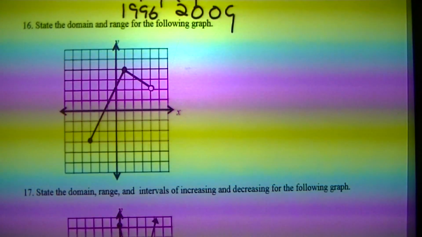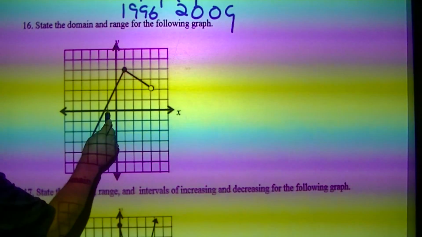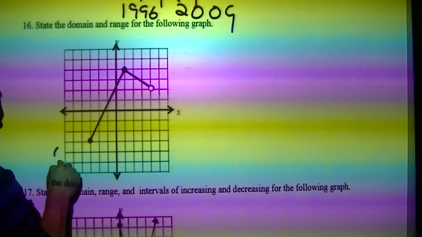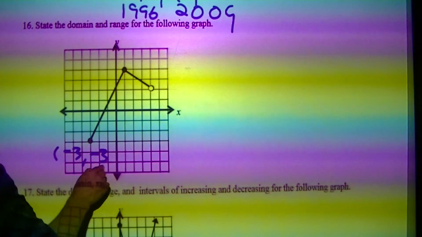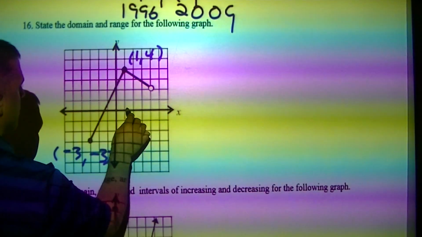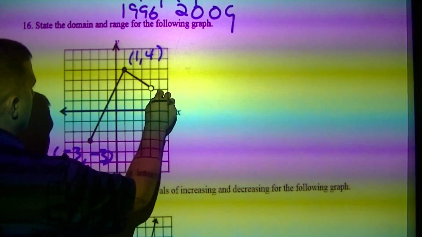And the domain and range of this graph. So this point is (-3, -3). This point right here is 1, 2, 3, 4, so that's (1, 4). This point is 4 over, 2 up.